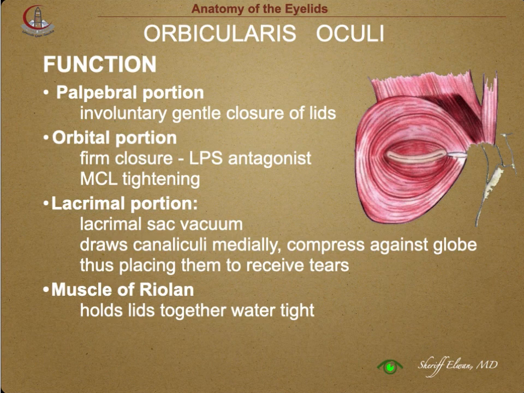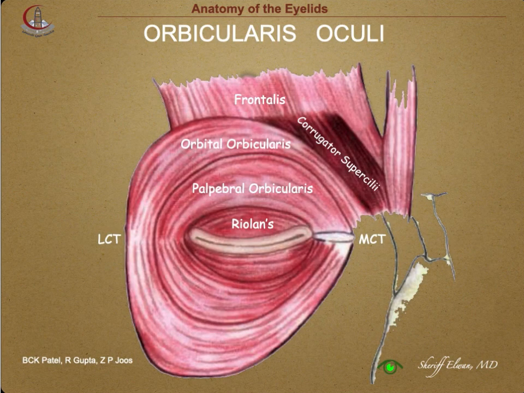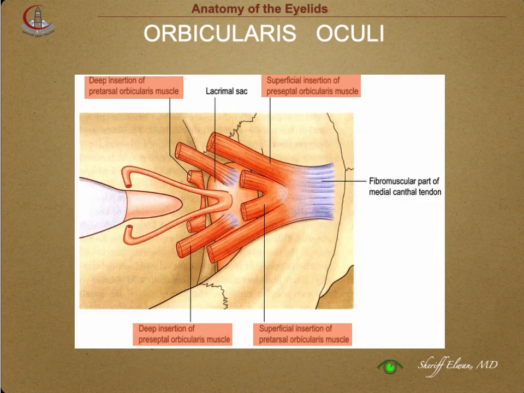Now, the muscle of Riolan is the thin fibers at the lid margin, and these hold the lids together in a watertight fashion. Here they are, the muscles of Riolan. This is another diagrammatic presentation where the fibers of the orbicularis are shown to have a superficial insertion of the preseptal fibers and a deep insertion of the pretarsal fibers into the tarsi.